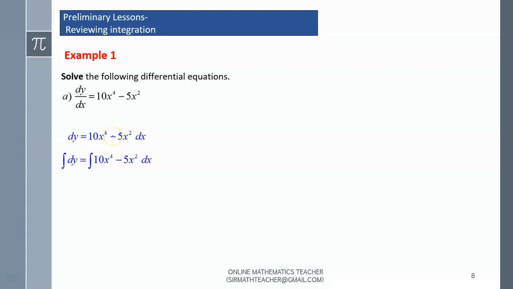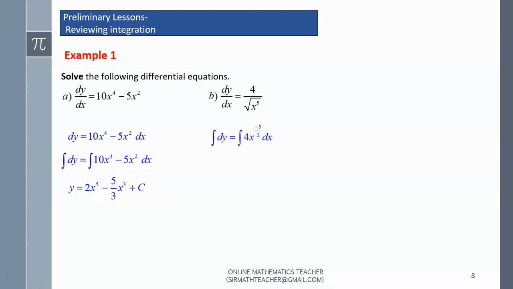Here, for 10x^4, we add 1 to the power, and we're going to divide by it. So 10x^4 becomes 10x^5 divided by 5, which is 2x^5. For -5x^2, we add 1 to that power of 2. The index becomes 3. We also divide by that 3. The integral of dy is y. In solving this differential equation here, dy/dx equals 4 over root x^5.